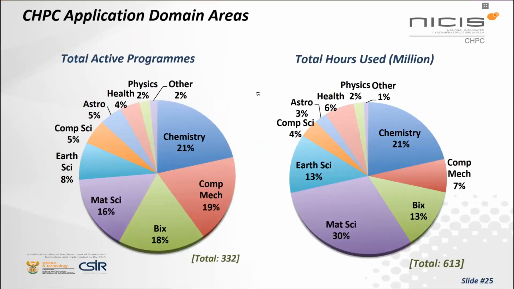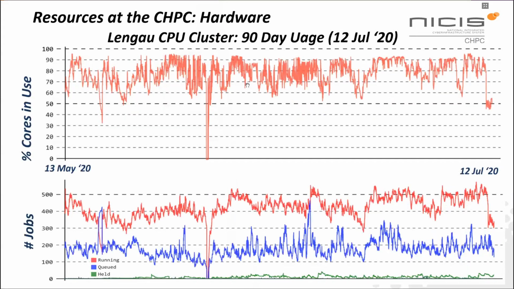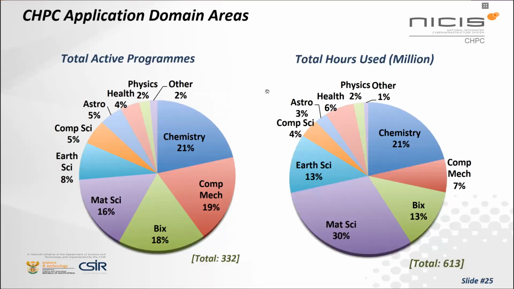Among active programs, material science, chemistry, computational mechanics, and bioinformatics take up the majority of the total active programs. And I guess astronomy as well is a significant aspect of total hours used. So we have various programs, but these ones are the main ones. That is just a bit of an overview of the CHPC.